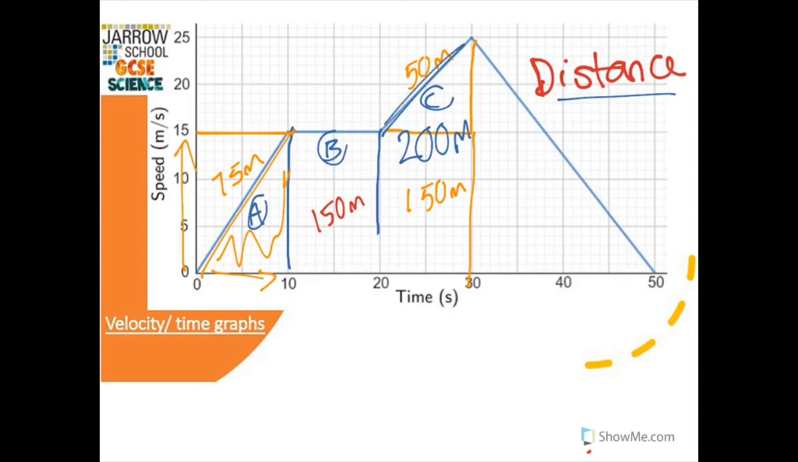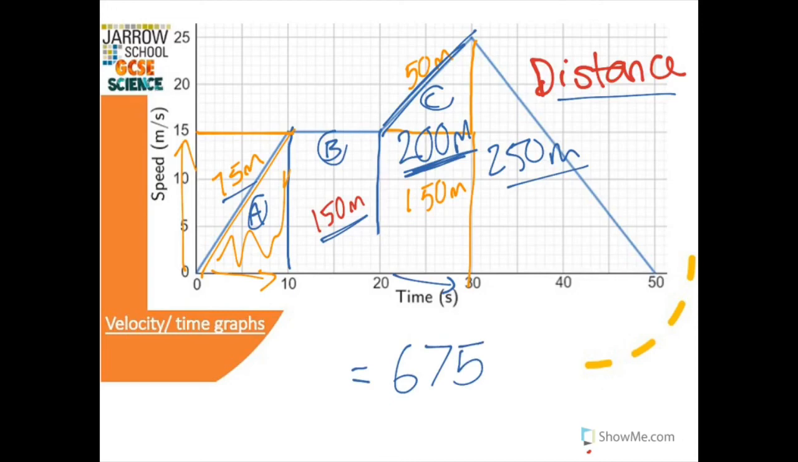So under that line, if something was speeding up from 15 to 25 meters per second, and that took 10 seconds, it would travel 200 meters. The final part, part D, it would travel 250 meters. So if we're going to add them all together, 250, add 200, add 150, add 75. During that journey, this object would have travelled a total of 675 meters.